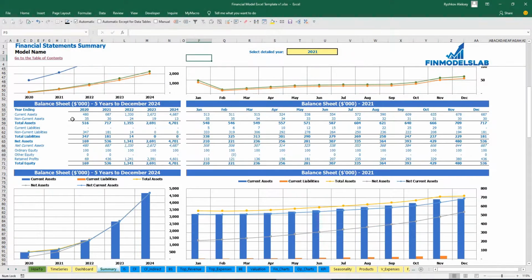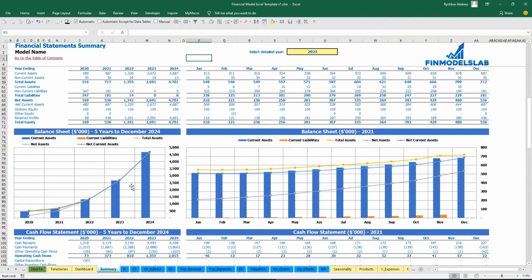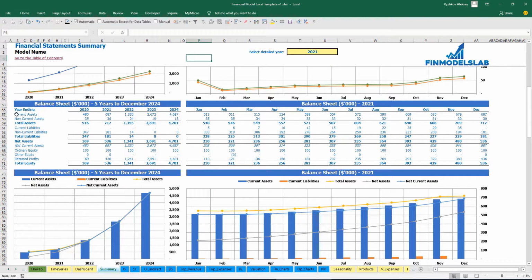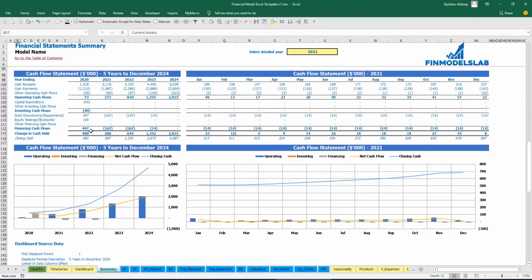The same idea for the balance sheet. You may see more important KPIs on the charts and on the line items breakdown, and the same idea for the cash flow statement.